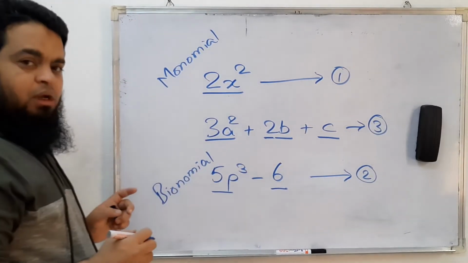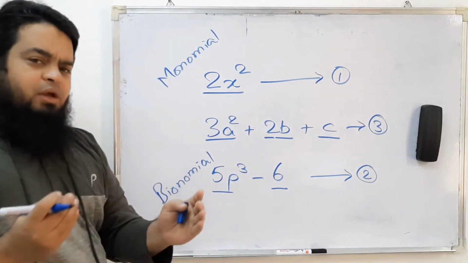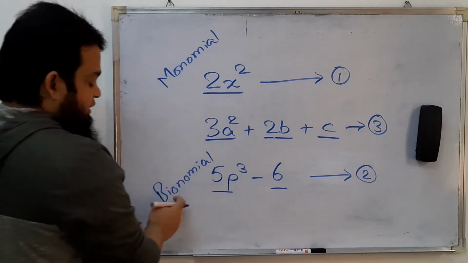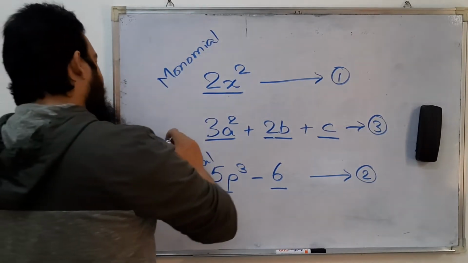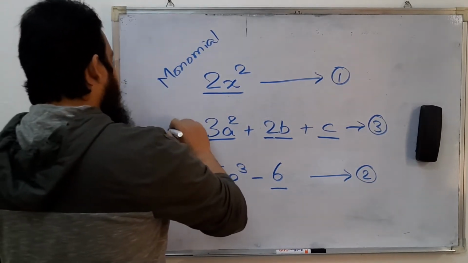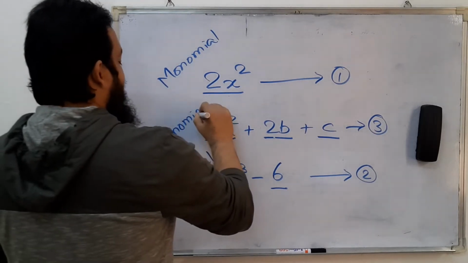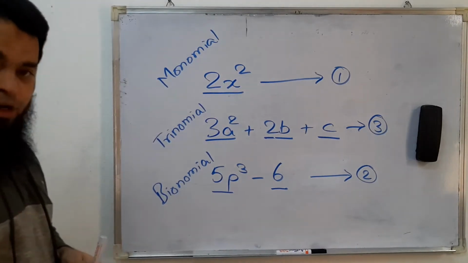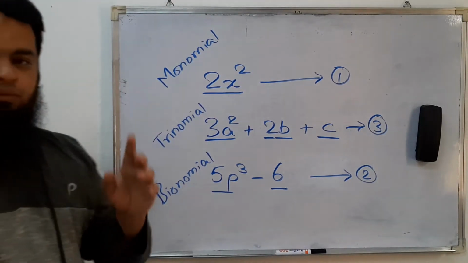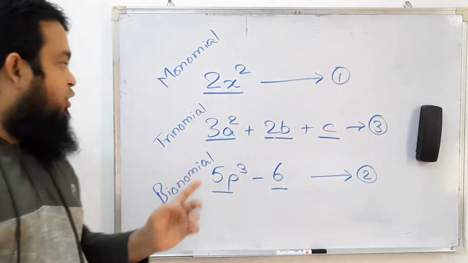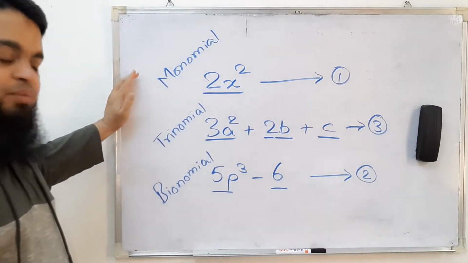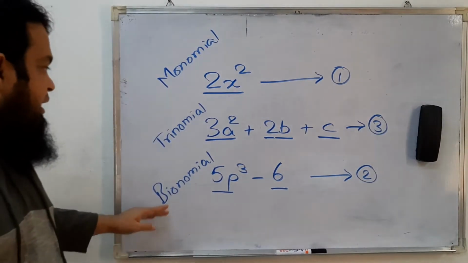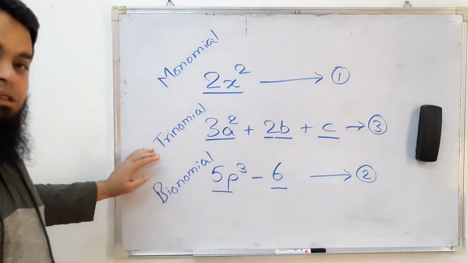So you can note down, and if you don't understand, you can just rewind it and listen one more time. If we have two terms, this is called a binomial, and if we have three terms, it is called a trinomial. Okay, this is a trinomial. Hope you understand. So types of polynomials based on number of terms: if you have one term, it is called a monomial, if you have two terms, it is called a binomial, and if you have three terms, it is called a trinomial.